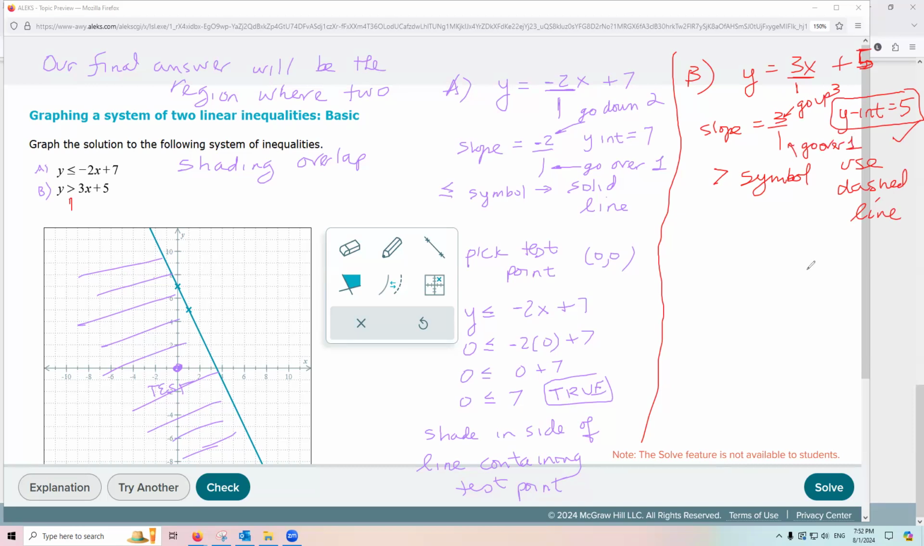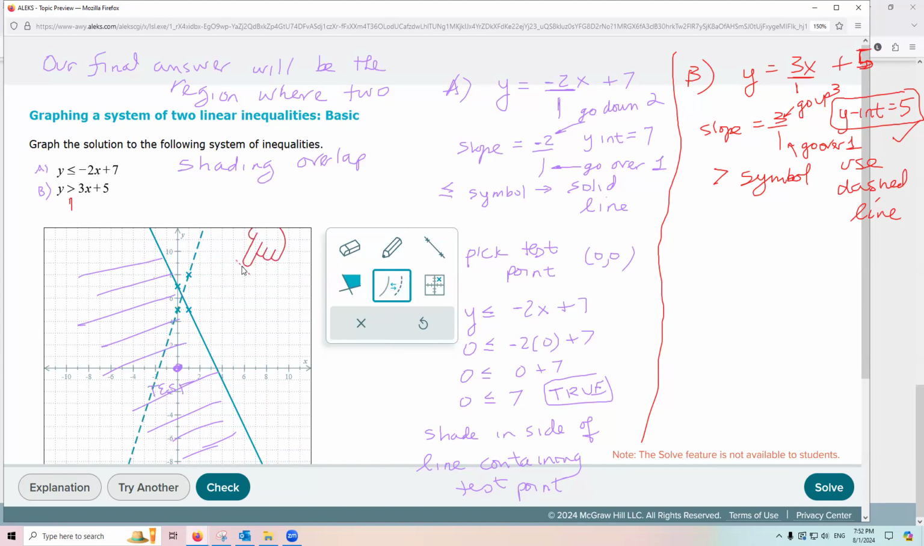All right, let's do it. I'm going to go to the graphing menu here. I'm going to go to a y-intercept of 5. There it is. Now I'm going to go up 3. 1, 2, 3, over 1. Click my mouse. There is the second line, but I've got to make a dash. I'm going to click here and move my mouse over and click on that line, and there it is dashed.